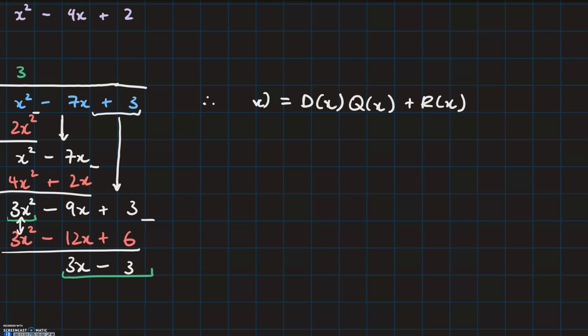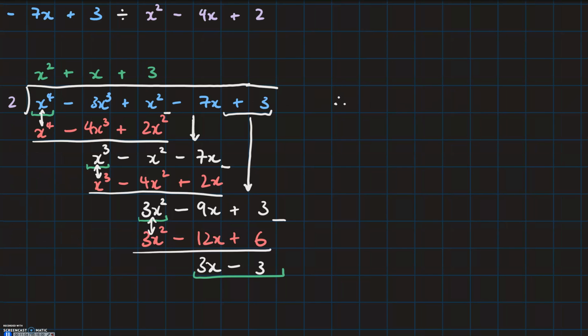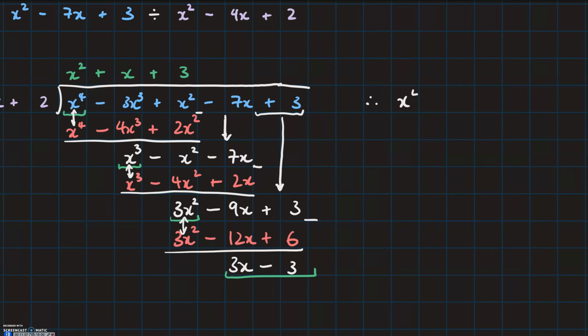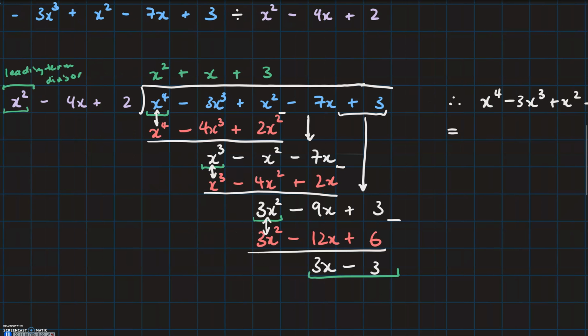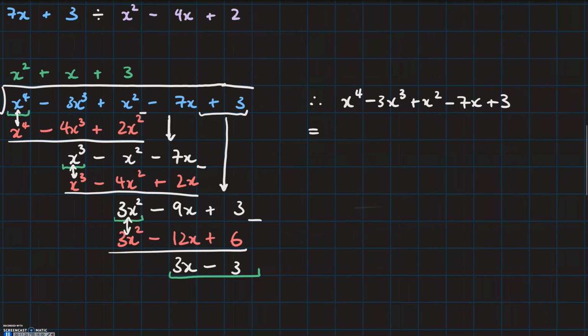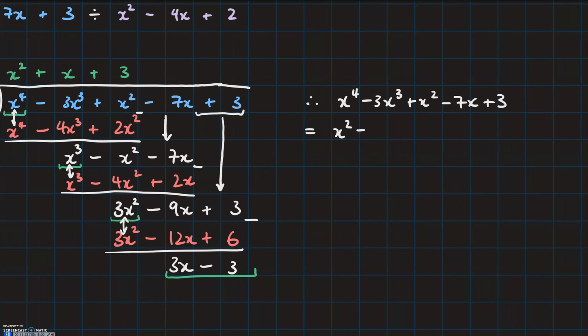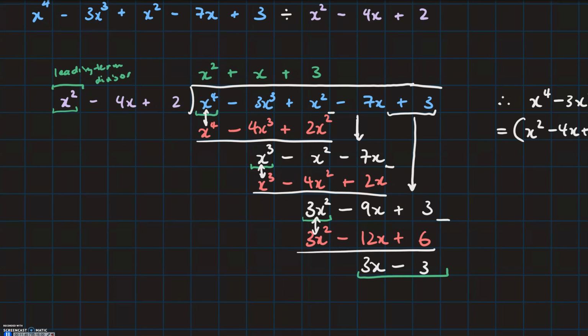So my polynomial that I started off with was the blue thing. x to the power 4 minus 3x cubed plus x squared minus 7x plus 3. That's equal to my divisor. Well, what was my divisor? x squared minus 4x plus 2, my purple polynomial. x squared minus 4x plus 2, and put a bracket around that, times my quotient. What was the quotient? Well, it was the result I got at the top in green, as a result of doing this division, times x squared plus x plus 3. That was this result up here in green.